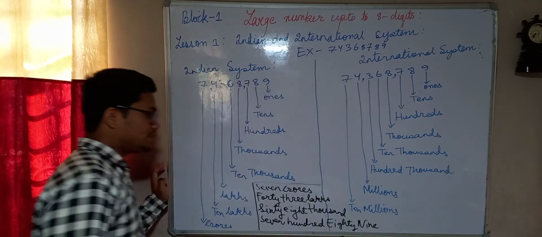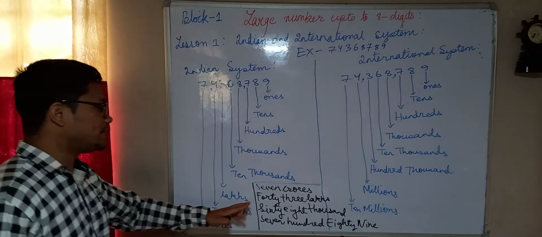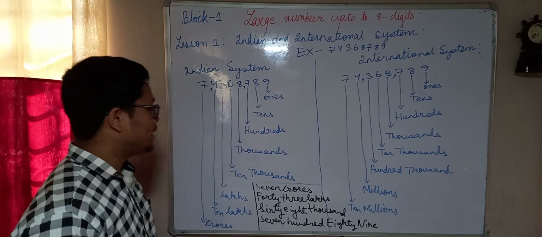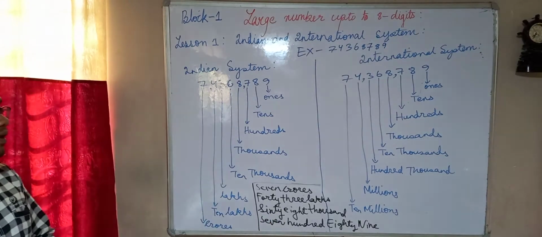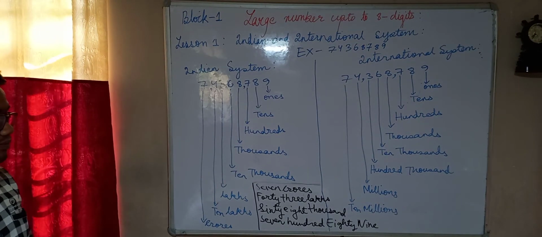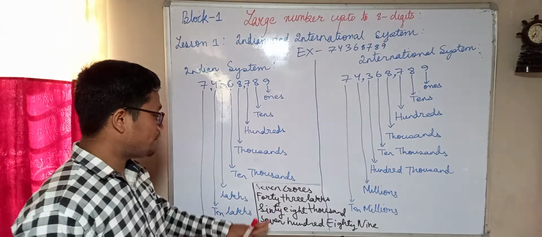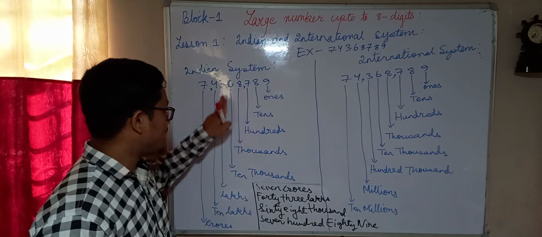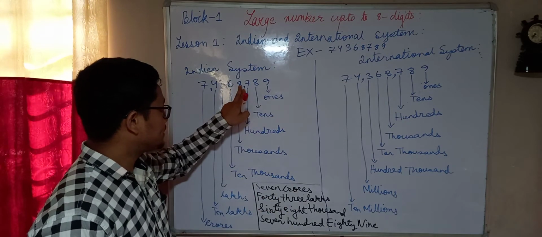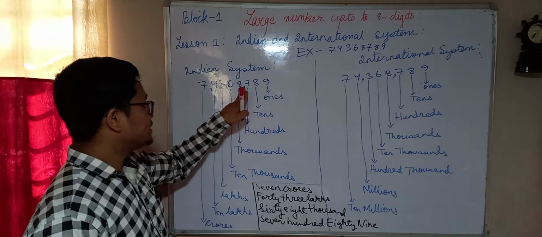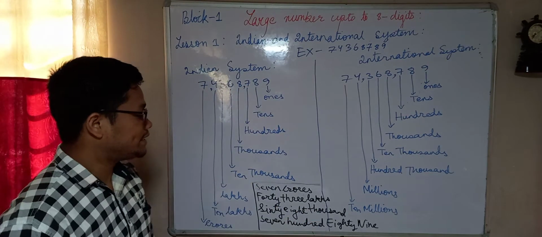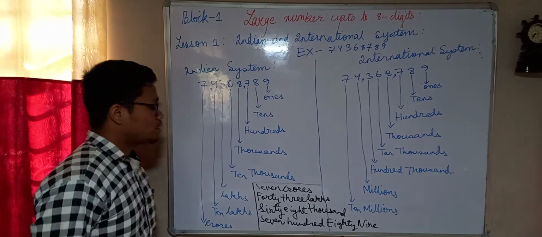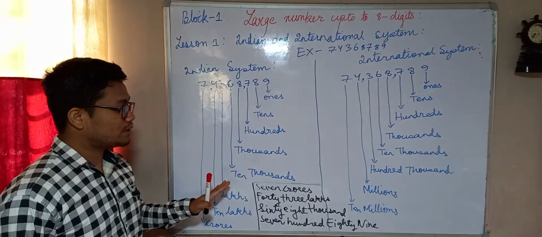Okay, children, very simple, isn't it? So this is in the Indian number system. This is how we have to name it in the Indian number system. Okay, understanding, children? So this will be 7 crores 43 lakhs 68,000 789. Okay, so I want you all to copy this in your copy.